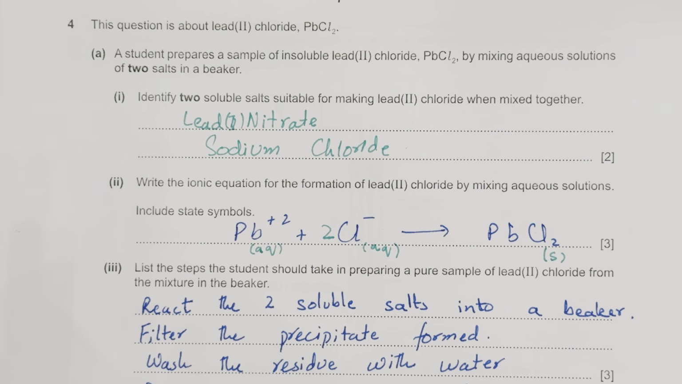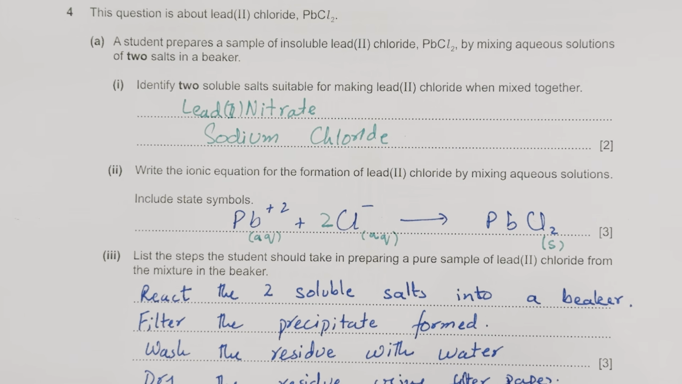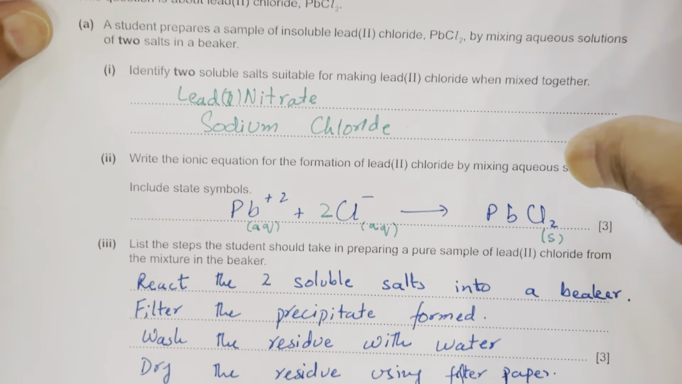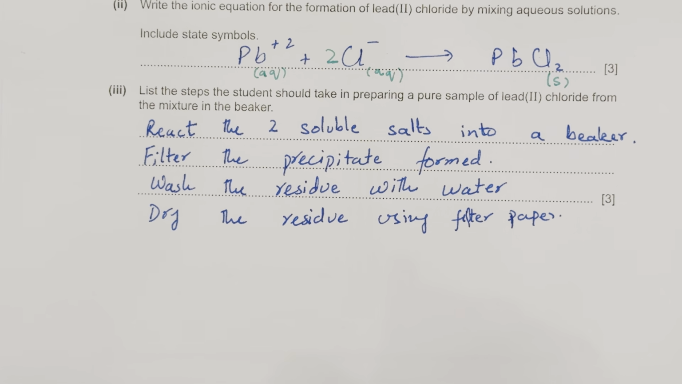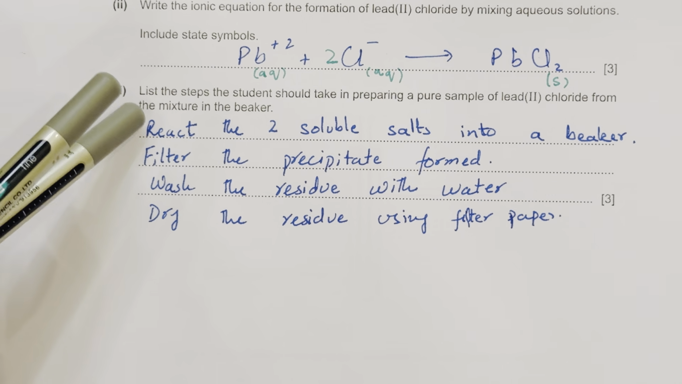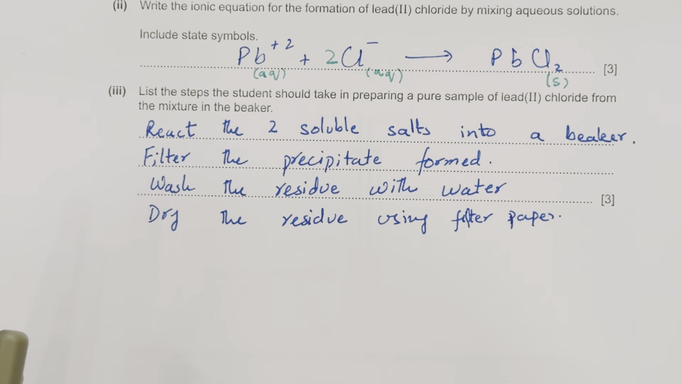Moving to the third part, list the 3 steps that should be taken in preparing a pure sample of lead 2 chloride from the mixture in the beaker. I have already written that there are 4 steps, but you can write 3 of them. React the 2 soluble salts in a beaker and then filter the precipitate formed. Wash the residue with water and dry the residue using filter paper. This is how we're going to get it. You can memorize it with the help of: react, filter, wash, dry.